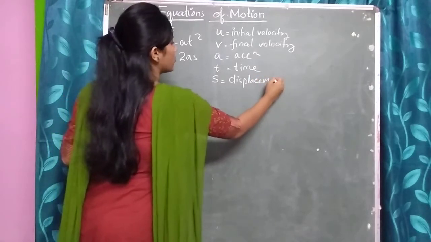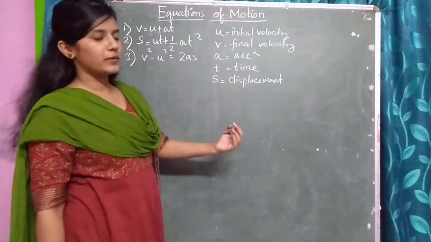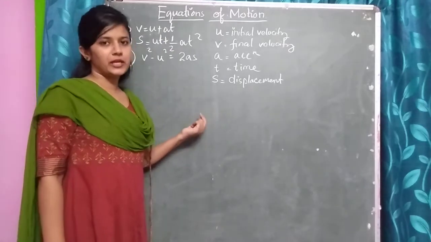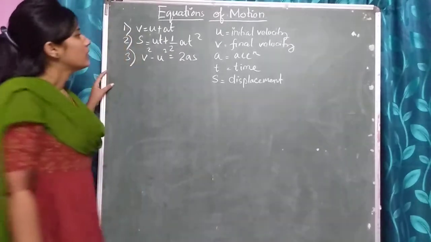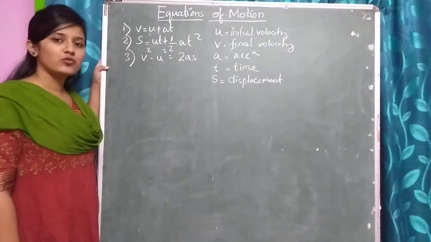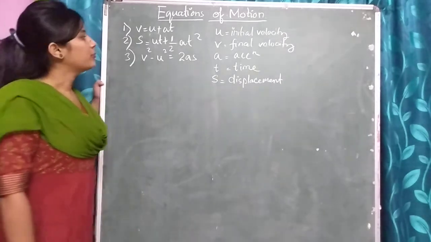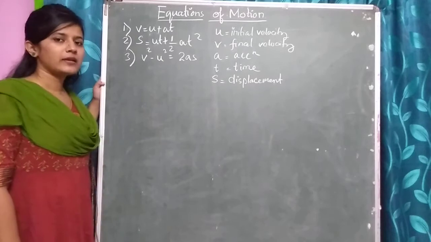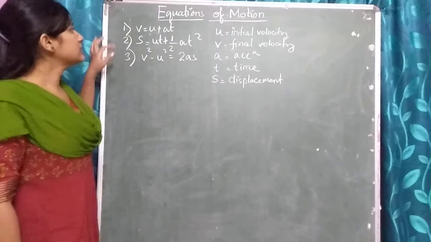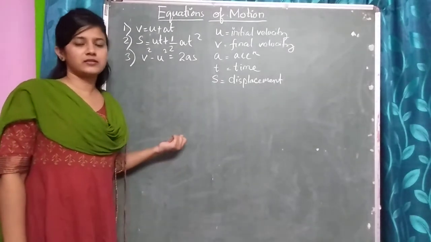Since we are going for straight line motion, we can say that S may represent the displacement, or we can say that it is representing the distance. So we will derive these equations, we will prove these equations by using the velocity time graph for a body which is moving with an acceleration, and that is uniform acceleration. So these equations are valid for a body moving with uniform acceleration.